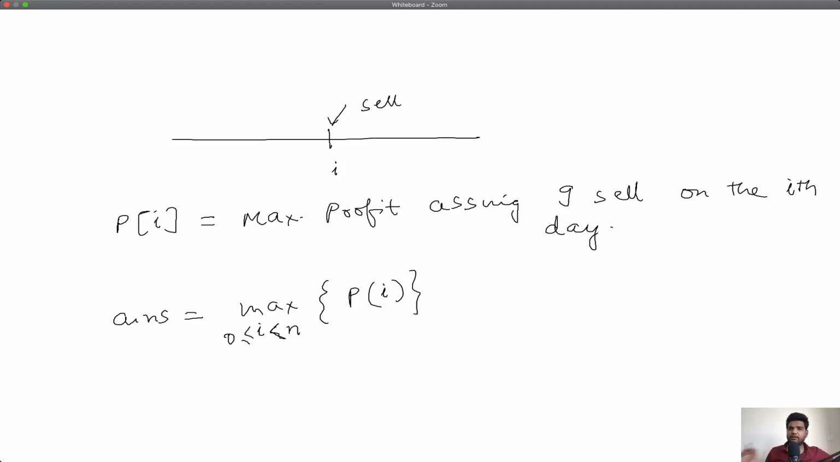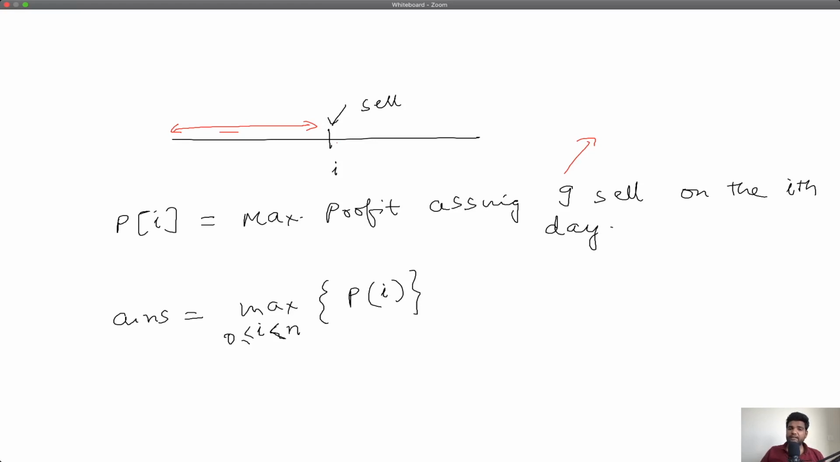So that is basically what I'm interested in. And now I'm interested in computing this PI, which is the max profit assuming I sell on the ith day. So how can I go about this? I'm selling on the ith day for sure, so what is the best thing that I can do on these days? When should I buy this stock that I want to sell on the ith day?